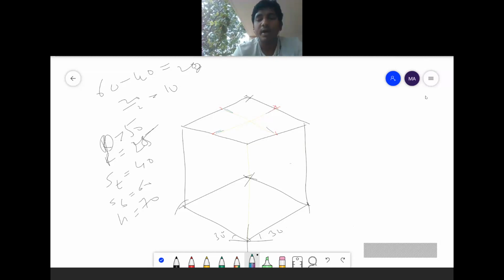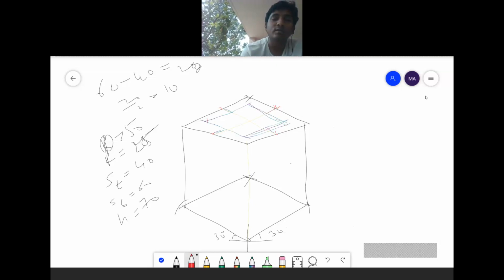Then I'm drawing parallel lines to these lines. I'm drawing parallel lines to these lines. I'm drawing a parallel line to this line, to this line, to this line. Parallel line to this line, passing through those lines. After that, I'm joining this line to this point, this line to this point. Already I am joining this line to this point.